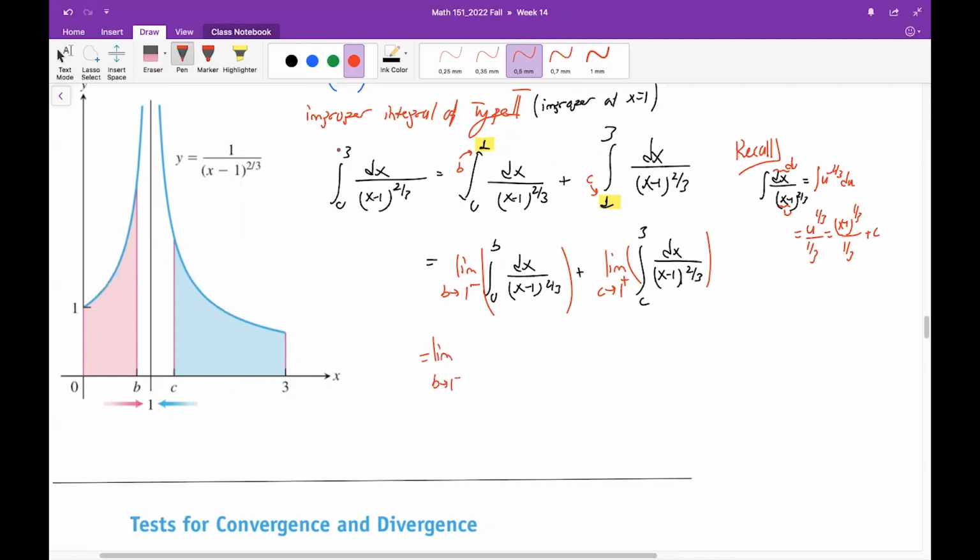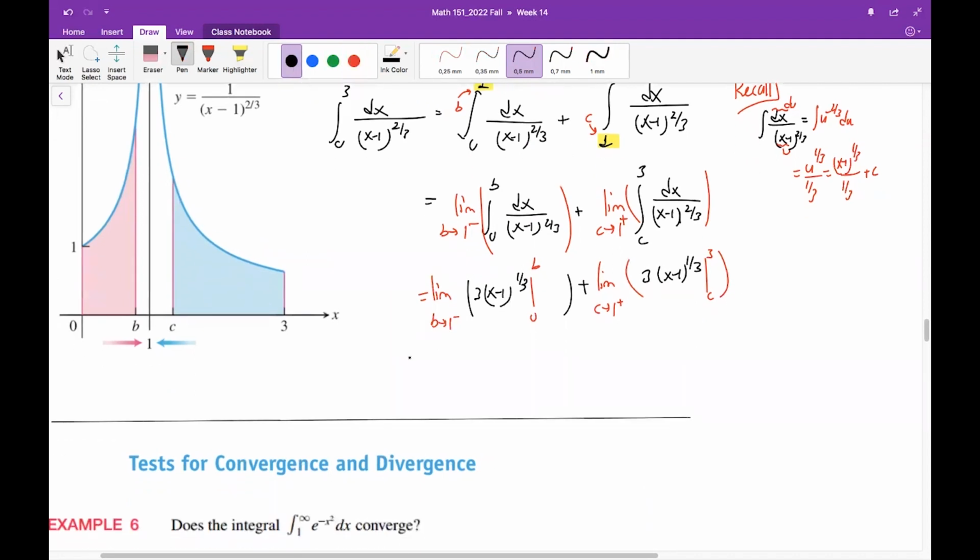b goes to 1 from left. The result of the integral is computed here. It is (x minus 1) to the power 1/3. So there is another constant 3 in front, as you can see. All I need to do is to insert upper and lower boundaries. And similarly for the second term. This time, limit c goes to 1 from right. Result is 3 times (x minus 1) to the power 1/3. And then I need to insert c and 3. Then I need to complete this limit.